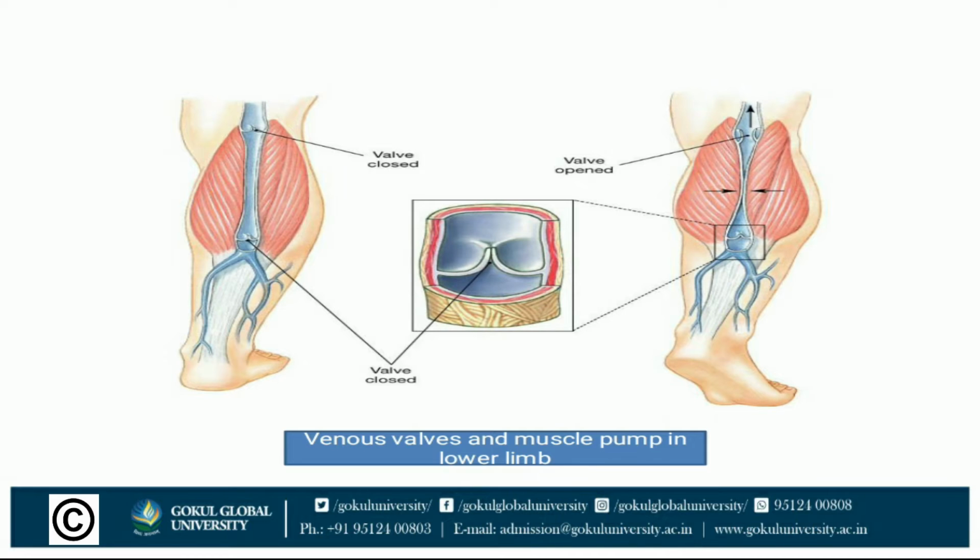Valves are helpful in unidirectional flow of blood against gravity. In this way, from the foot, blood can reach up to the heart with the help of the valve system in the veins. Also the soleus is termed the second heart of the body, due to its pumping function.